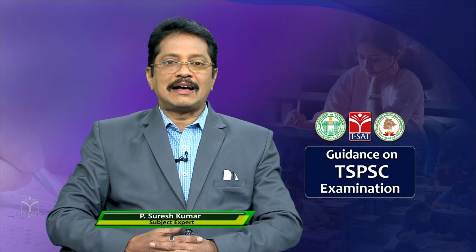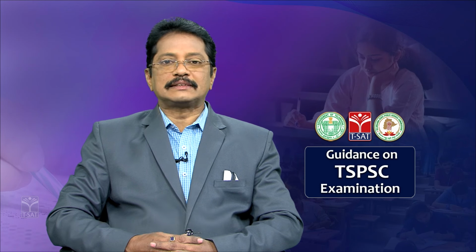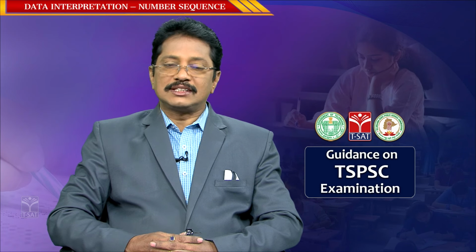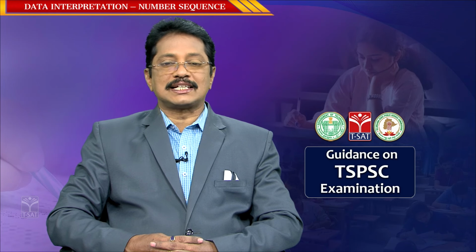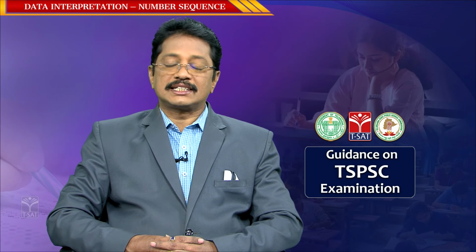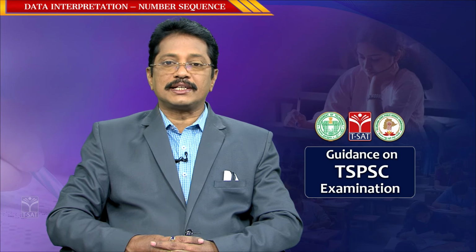Everyone knows we have 6 papers in the mains examination. Each paper carries 150 marks. Now we are going to discuss paper 5. In paper 5 we have 3 sections. Section 1 and section 2 come under science and technology, and section 3 comes under data interpretation and problem solving.